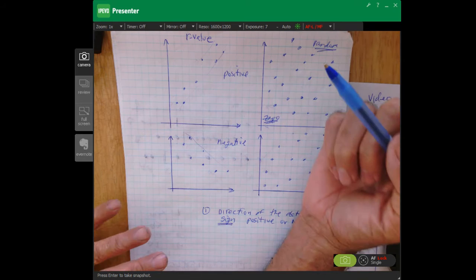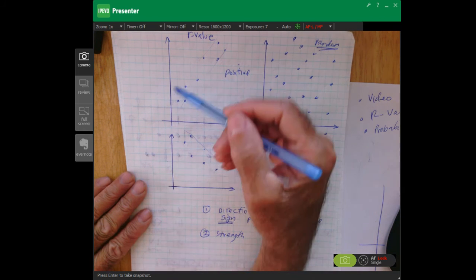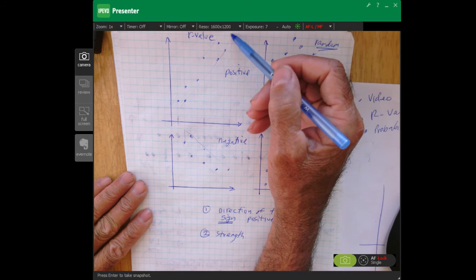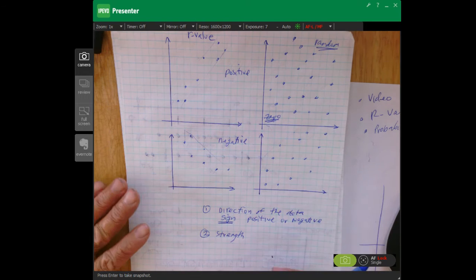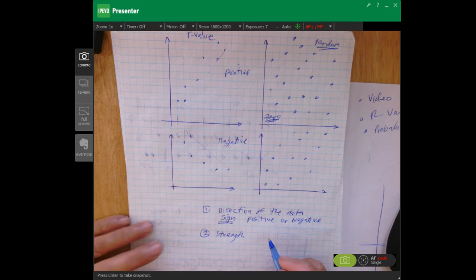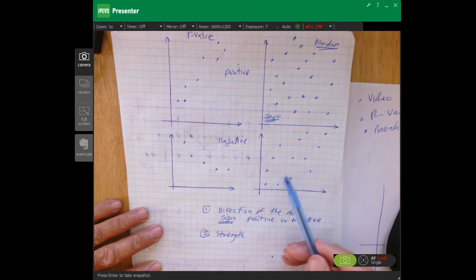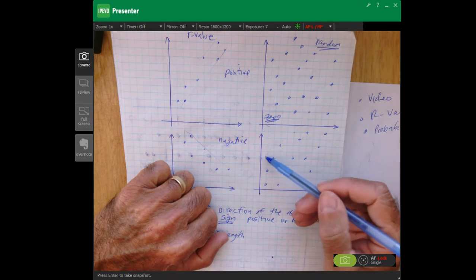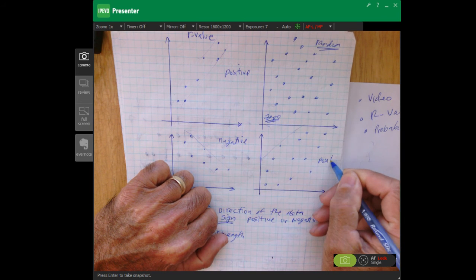So now the next thing is the strength of the data. Now it's going to follow along a certain path, or like this one's going up to the right. So the strength tells you how closely together it follows a pattern. Is it really tight like this, or like this? This looks like it's going up to the right also. So let's just go ahead and say this one is going to be positive, right?